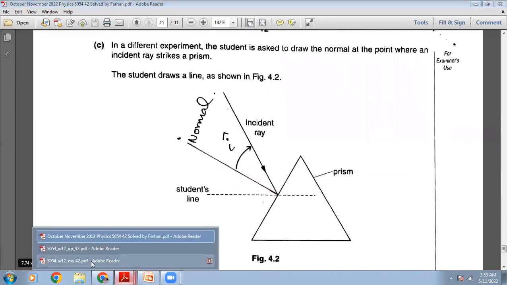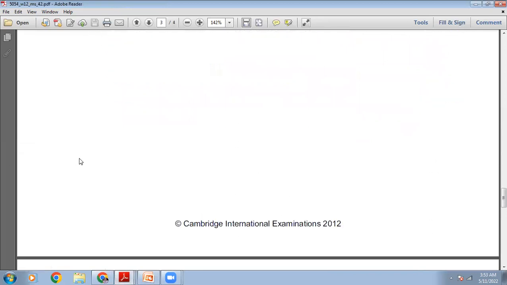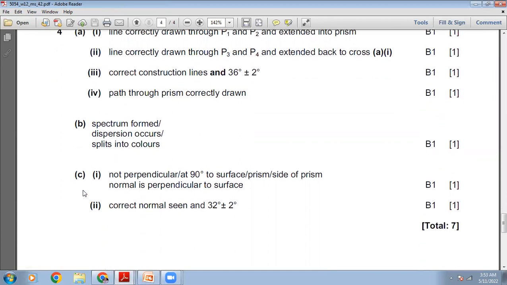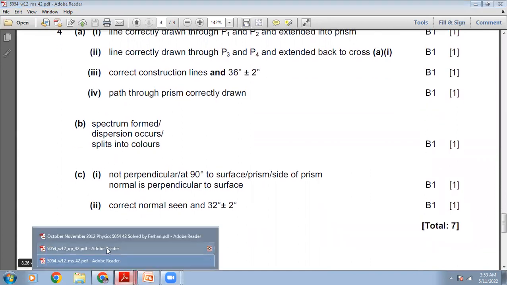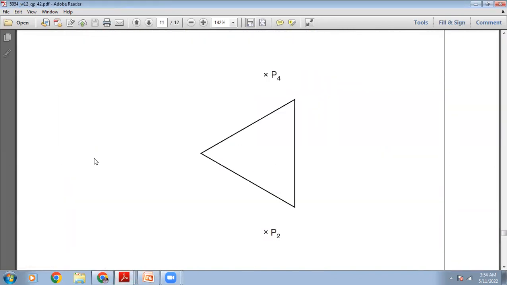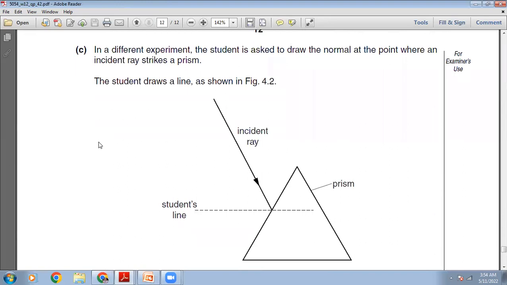Okay, let's have a look at the marking scheme. So our answer is right. I gave 35 degrees as the answer. So now we are on the C part of this question. We are done with this.